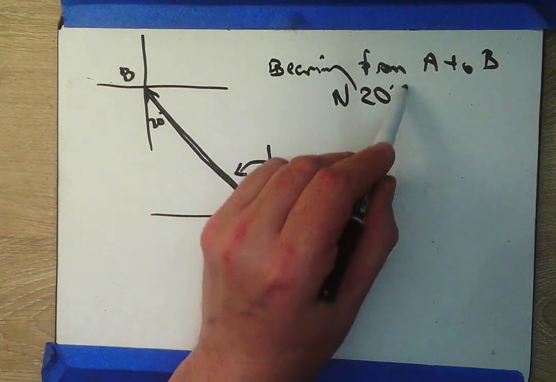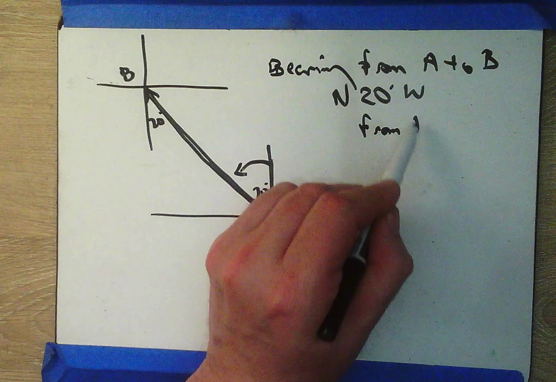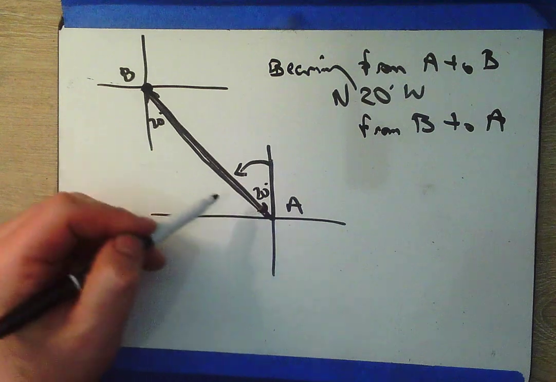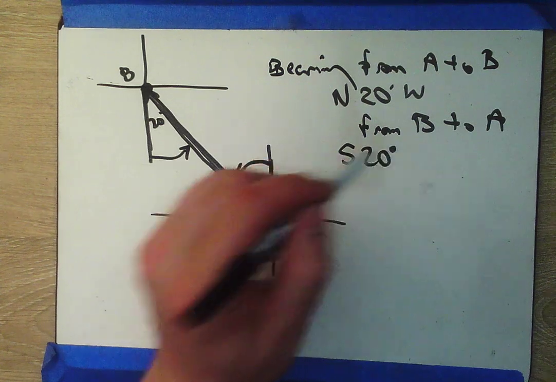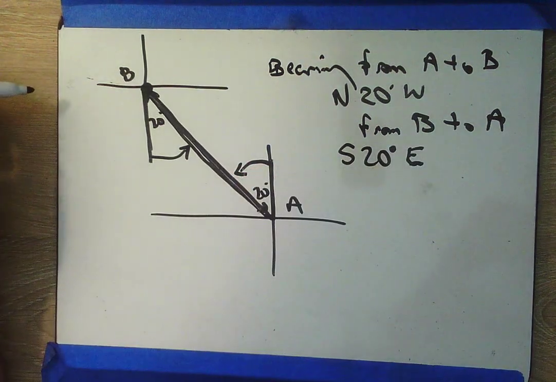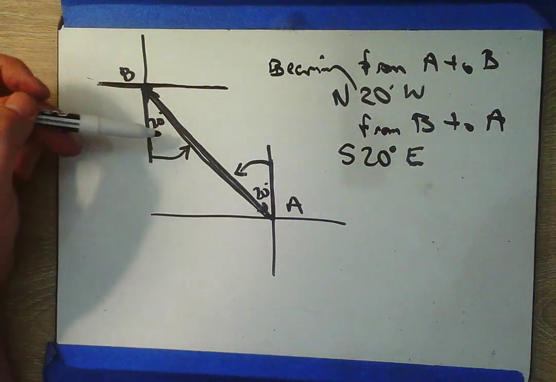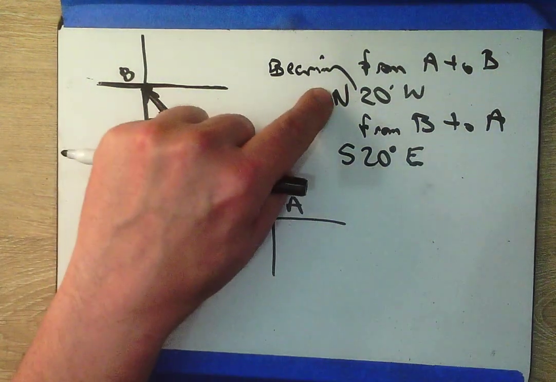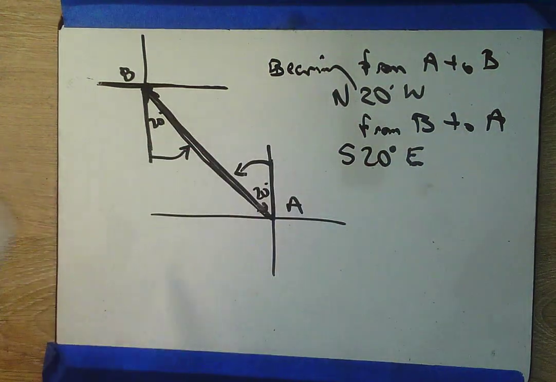North, 20 degrees west. But if I want to go from B to A, if I'm here and I want to go back this way, then I need to head south and 20 degrees east. This may seem really obvious to you, but a lot of people on the next assessment get the problems wrong because I'm asking for this and they give me this. I'm asking for this and they give me this. Or I'm asking for this and they give me that. So please be mindful of your bearings, okay?